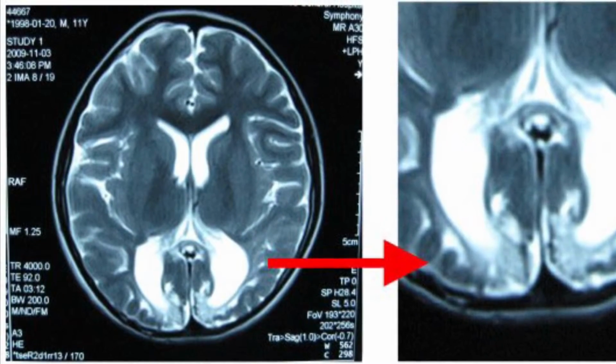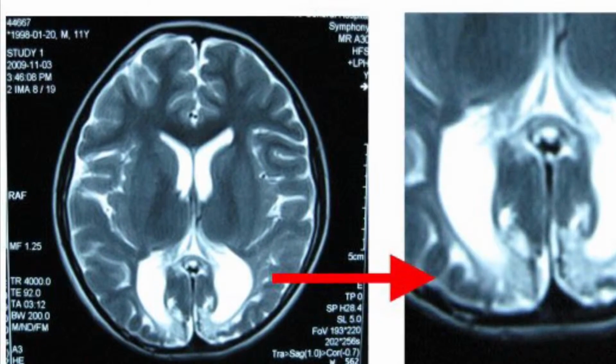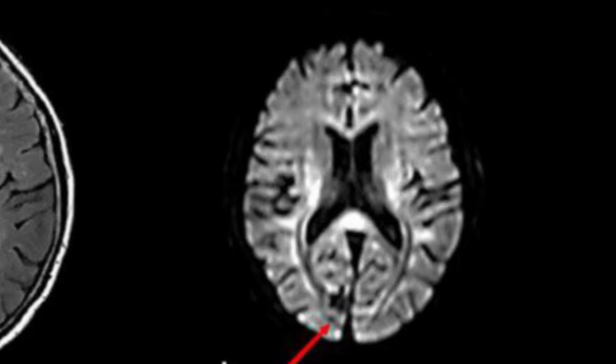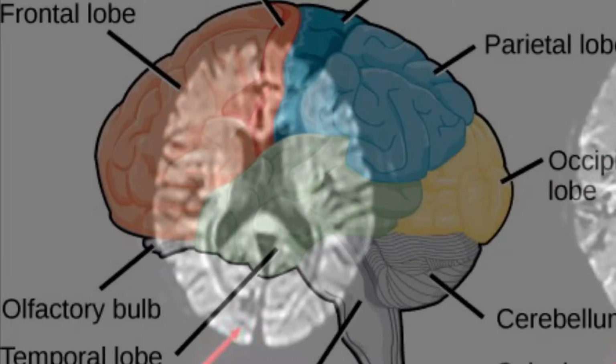An example of the occipital lobe would be if you damage your occipital lobe, it can result in complete blindness or partial blindness depending on where you damage.